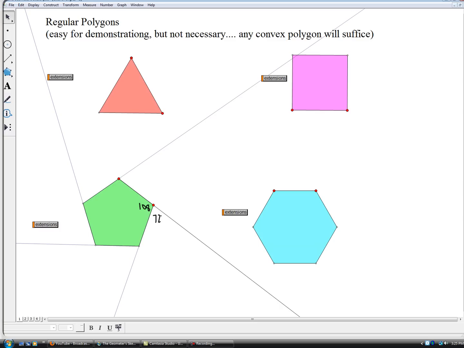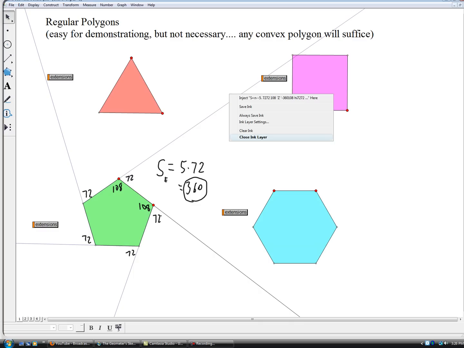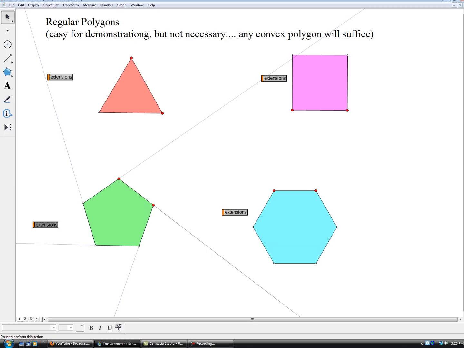And that will be the same measure for this interior and this exterior. Let's just focus on the exteriors. Each exterior angle will then be 72. Now if I want the sum of the exterior angles, 5 times 72 equals 360 again. Nice pattern forming here. Now we're not actually doing a formal proof here, but we are going to hopefully have a good way to remember this theorem when we're done looking at this video.